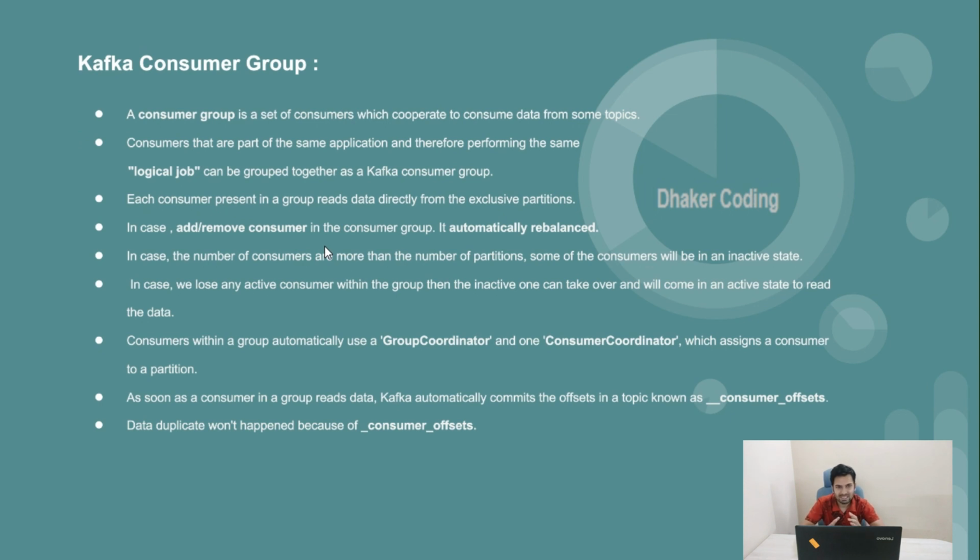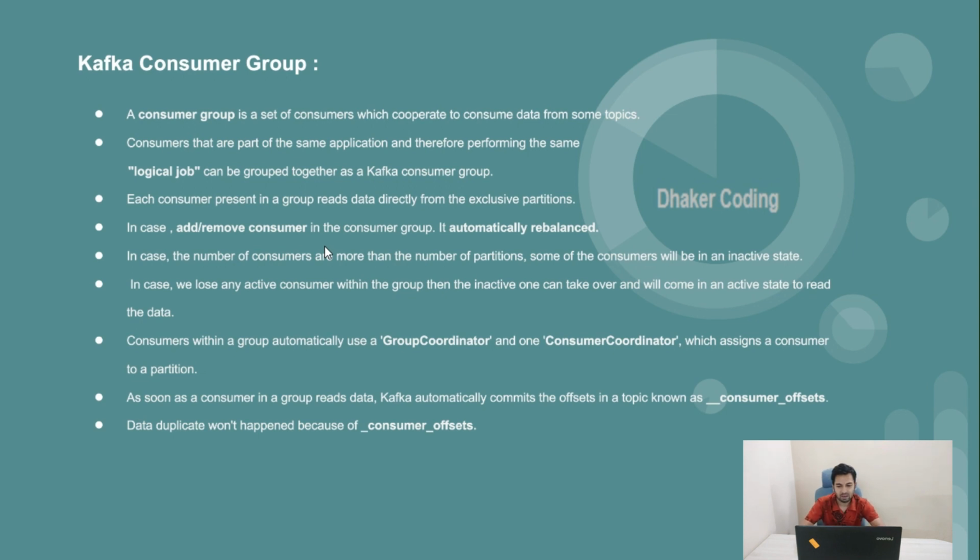A consumer group is a set of consumers which consume data from some topics. Consumers that are part of the same application and performing the same logical job can be grouped together as a Kafka consumer group. We can say it's a parallel thing in the same application, like multi-threading.